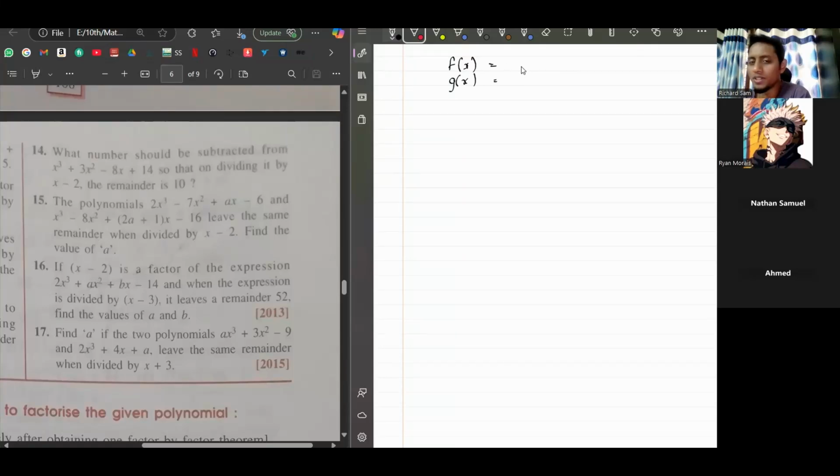According to the remainder theorem, how do you find the remainder? If f of x is divided by x minus 2, what's the remainder? f of 2. And if g of x is divided by the same x minus 2, what's the remainder? g of 2. Right. And according to this question, what does it say? The remainder is the same.